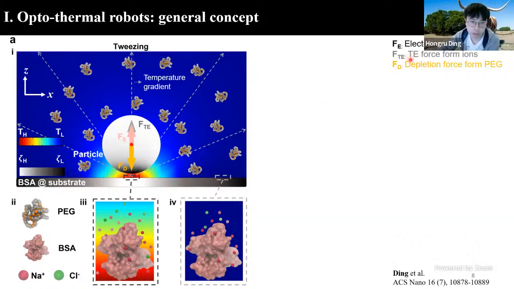The second force is the thermoelectric force that comes from the ions, specifically the separation of the charges from the thermoelectric field.